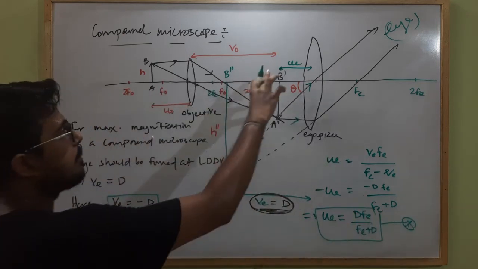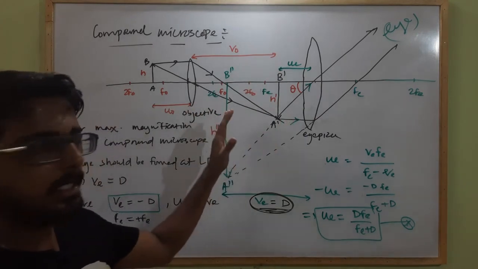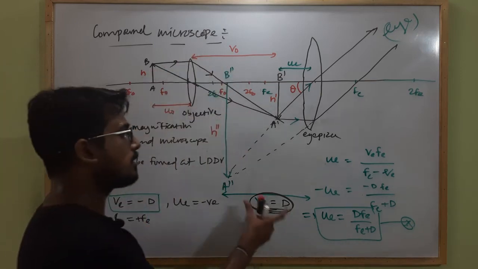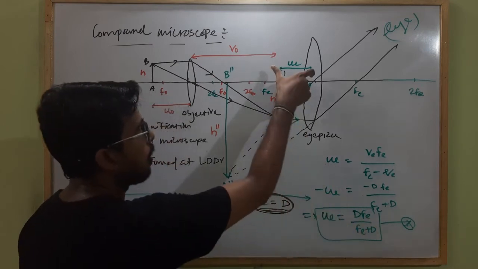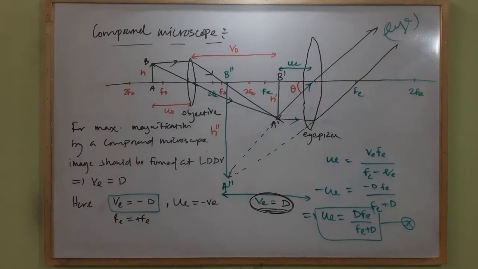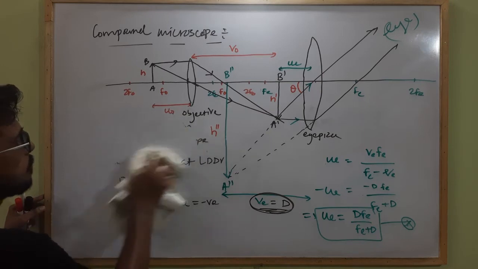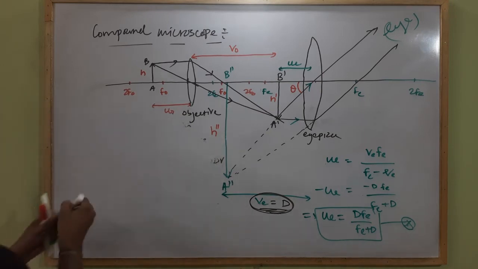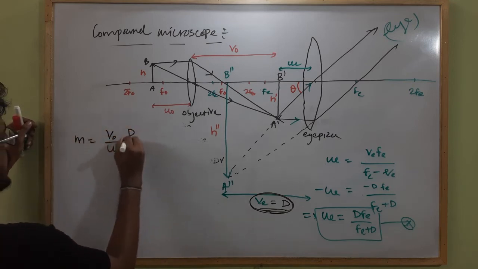This is the position where the image A dash B dash should be formed so that we can get the maximum magnification, such that the final image A double dash B double dash will be formed at the least distance of distinct vision. So for this value of the object distance for the eyepiece, what will be the maximum value of the magnification of the compound microscope? We can find out. The maximum magnification of the compound microscope will be how much? We know the general formula for magnification of a compound microscope, M equal to how much?